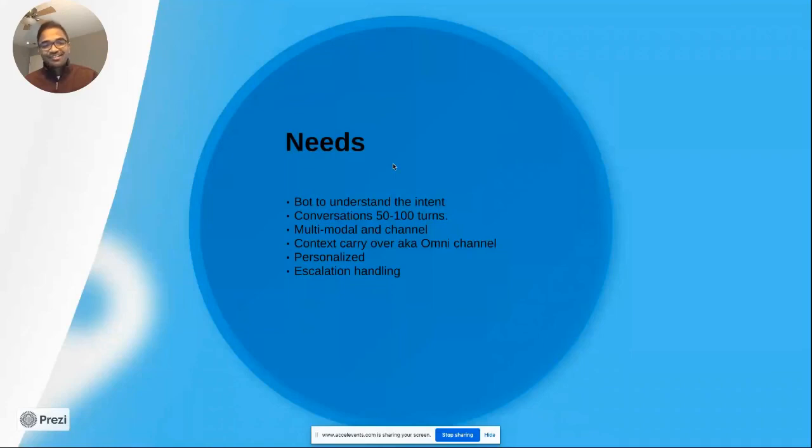The most important thing is that when the conversation goes for 50 to 100 turns, you want things to be more personalized, so that the human can talk to a bot to resolve the intent. And as I said earlier, when the bot does not understand the intent, we need to have escalation handling within the bot as well. As I mentioned earlier in my presentation, only 70% of the conversations are currently handled by the bots, and 30% are not. So escalating to a human agent is a very important use case.